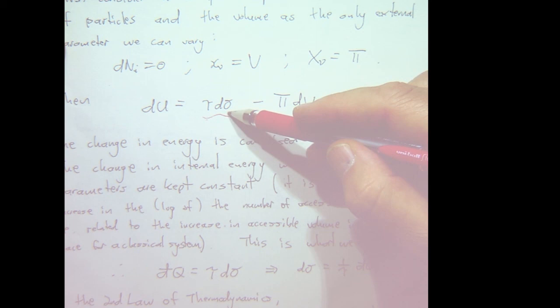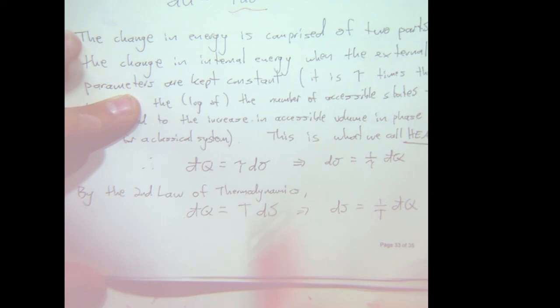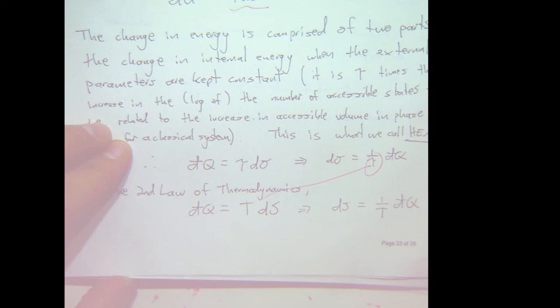That means that dq equals tau d sigma, this is just very formal, which implies d sigma equals 1 on tau dq. The second law of thermodynamics is dq equals T dS, so that means that tau is exactly the temperature. Before we said that tau was a monotonically increasing function of temperature, now we're saying that it's exactly the temperature. That comes from this step here, the second law.